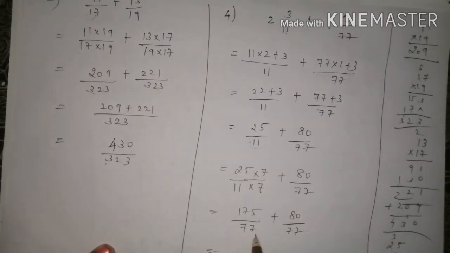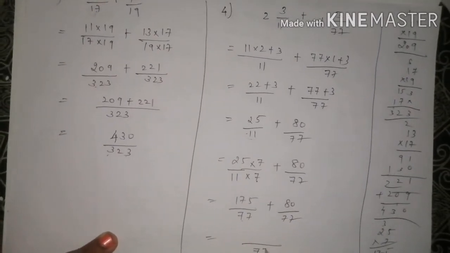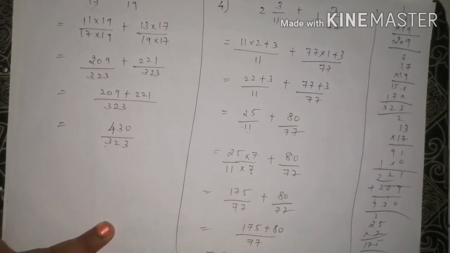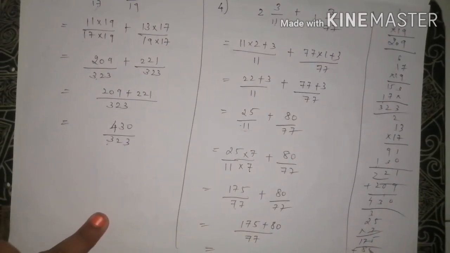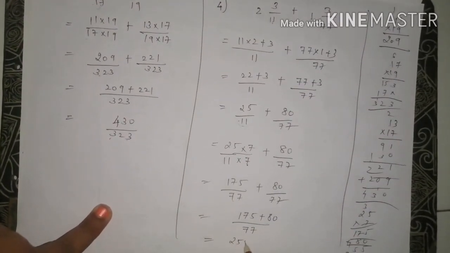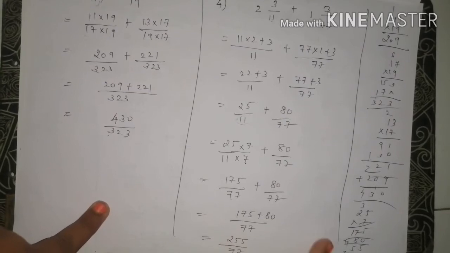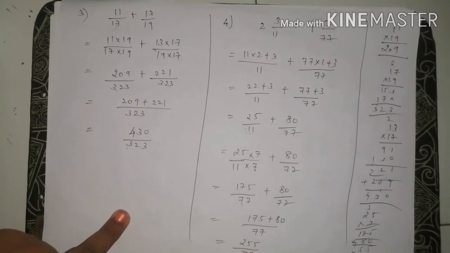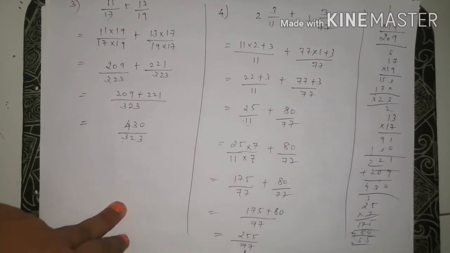Now check, the denominator has become same, 77. Write it one time. Add the above numbers, 175 plus 80. We add it, we will get 5 7 and 8 is 15, 255 upon 77. It will not get reduced in any other table, so we will keep this fraction as it is. This is our final answer, 255 upon 77. Now let's move to our question number 2.